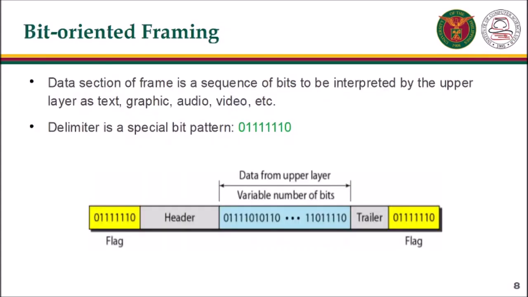In bit-oriented framing, the data section of a frame is a sequence of bits to be interpreted by the upper layer as text, graphic, audio, video, and so on. However, in addition to headers and possible trailers, we still need a delimiter to separate one frame from the other. Most protocols use a special 8-bit pattern flag as the delimiter to define the beginning and end of the frame. This flag can create the same type of problem we saw in the character-oriented protocols. That is, if the flag pattern appears in the data, we need to somehow inform the receiver that this is not the end of the frame.